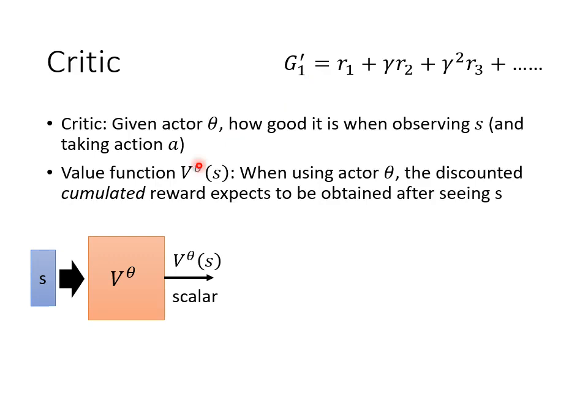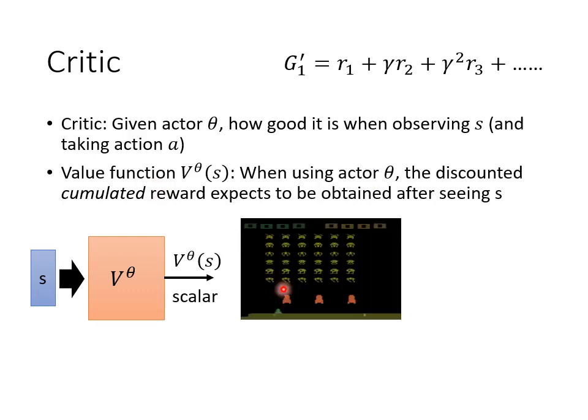But the purpose of this value function is to guess the future. Guess before you see it. Even if the game is not over yet. After seeing S, it has to predict how well the actor can achieve. This is what the value function does. For example, suppose you give the value function this game screen. It should directly predict that you should get a very high cumulated reward after seeing this game screen.